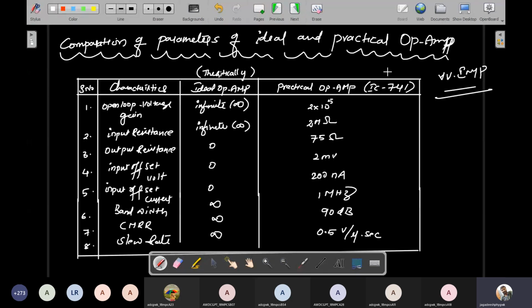In your textbooks, you study parameters like ideal op-amps or parameters like practical op-amps. They will give them separately in your textbook. This afternoon you will see your textbook. I am using this comparison table, which is also given in your textbook.